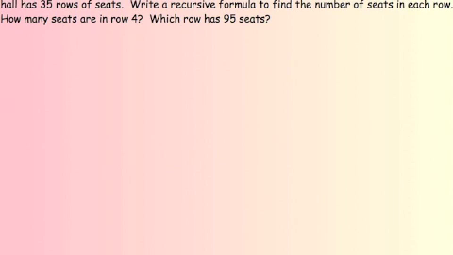Suppose we have a concert hall that has 59 seats in row 1, 63 seats in row 2, 67 seats in row 3, and so forth. The concert hall has 35 rows of seats. Write a recursive formula to find the number of seats in each row and how many seats are in row 4, and then tell me which row has 95 seats. I'm going to suggest you pause right now and try this example, and then I'm going to show you the solution and see if what you wrote versus what I wrote is actually the same.